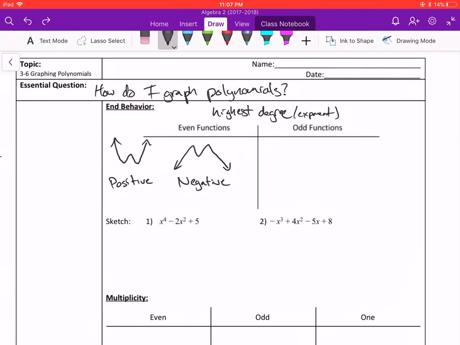And if it's odd, you can probably guess. If your leading coefficient is positive, you will start negative, but it ends in the opposite direction. You start negative, but you end up positive, reading left to right. If your leading coefficient is negative, you start positive and end up negative, okay? So we can tell what that graph will look like by looking at the end behavior, the degree and the leading coefficient.